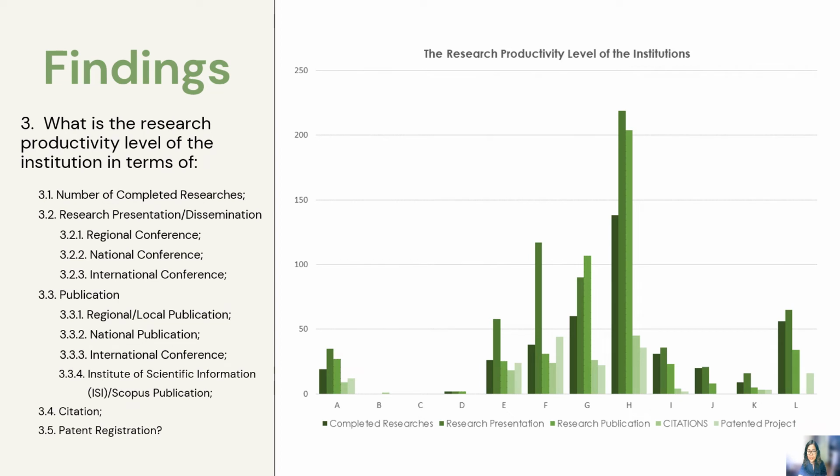This slide presents the research productivity of the local universities and colleges in Region 3 using a green color palette. Army green in the graph signifies the number of completed researches. Dirty green for research presentation or dissemination. Nasty green for the publication. Pale olive green for the citation. And sea mist for the patent registration. Obviously, LUCs ranked 1. It can be inferred from the illustration that faculty in LUCs are research productive.